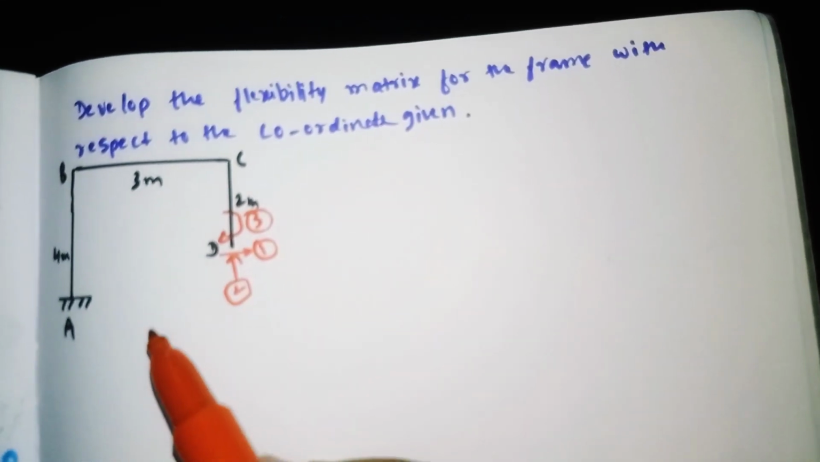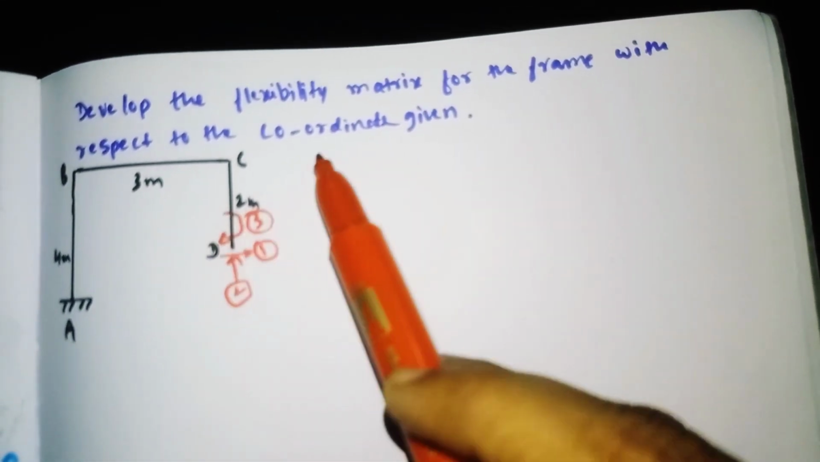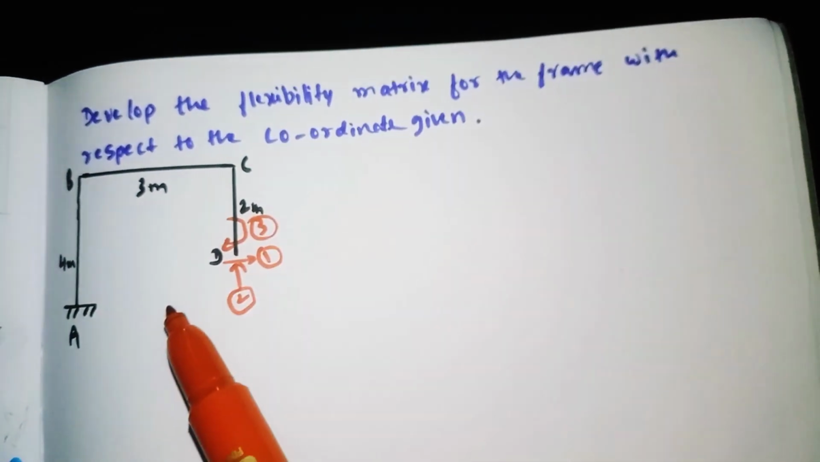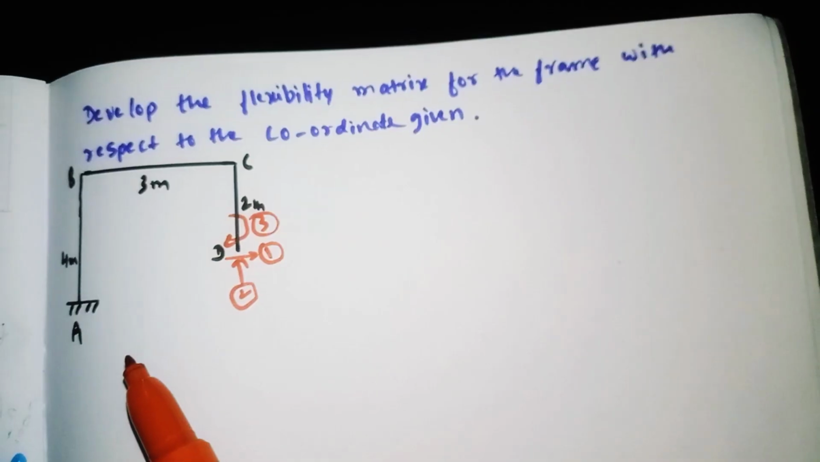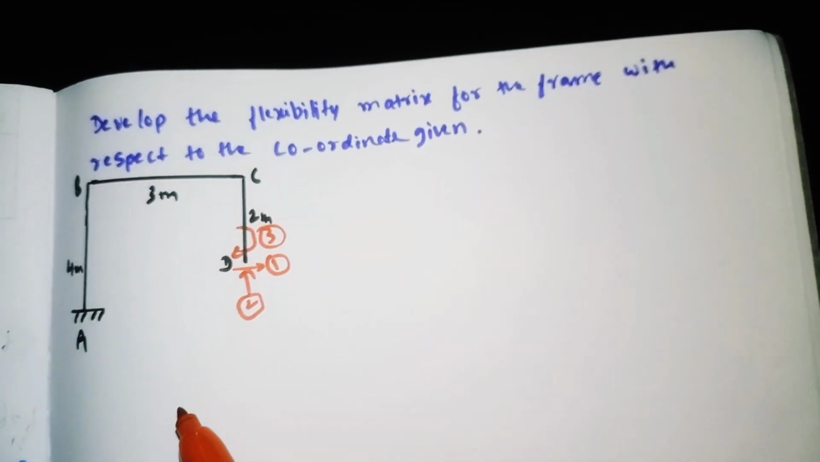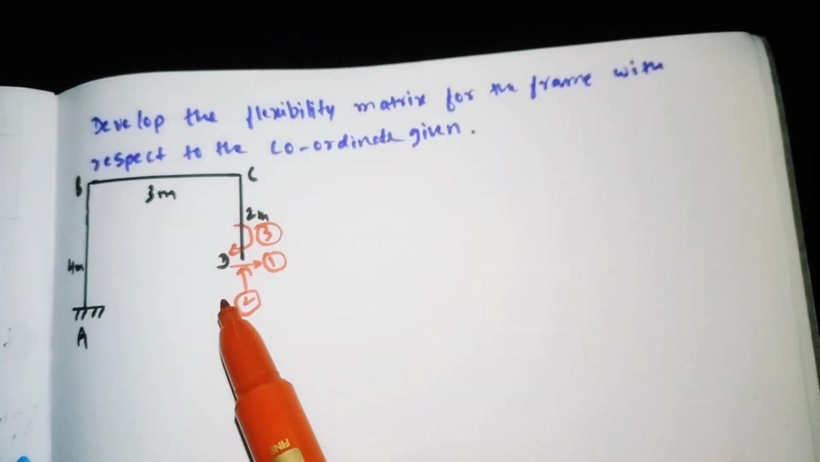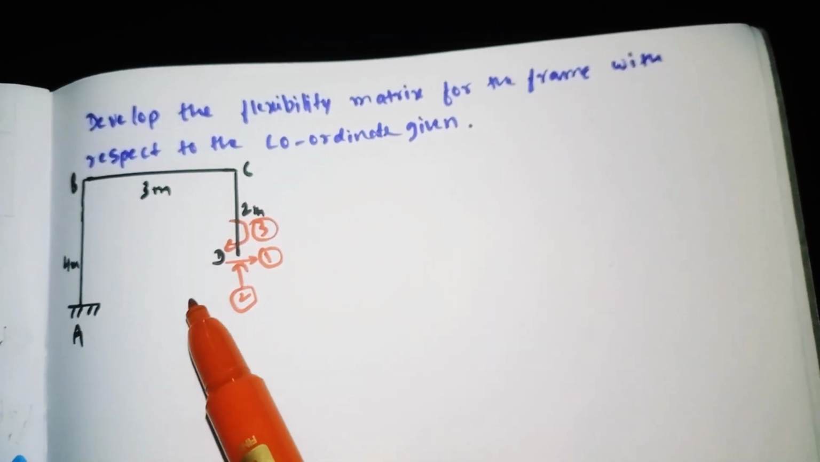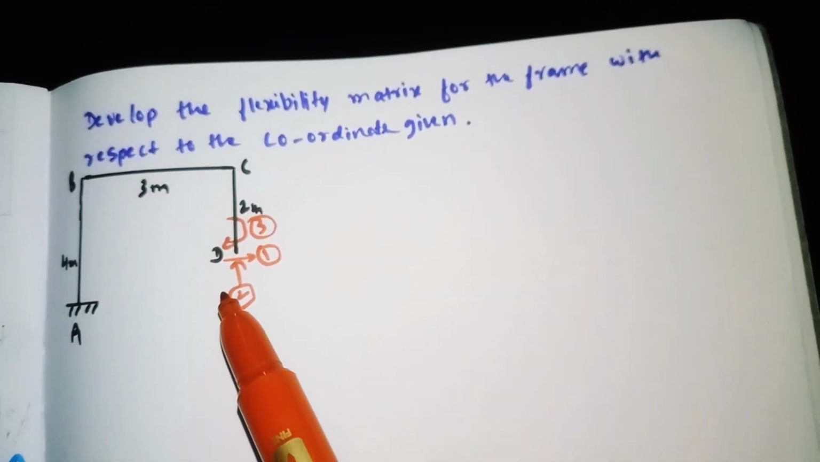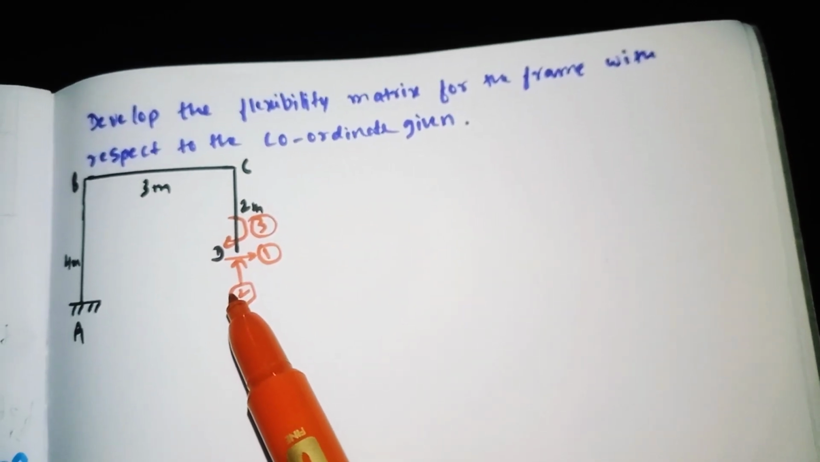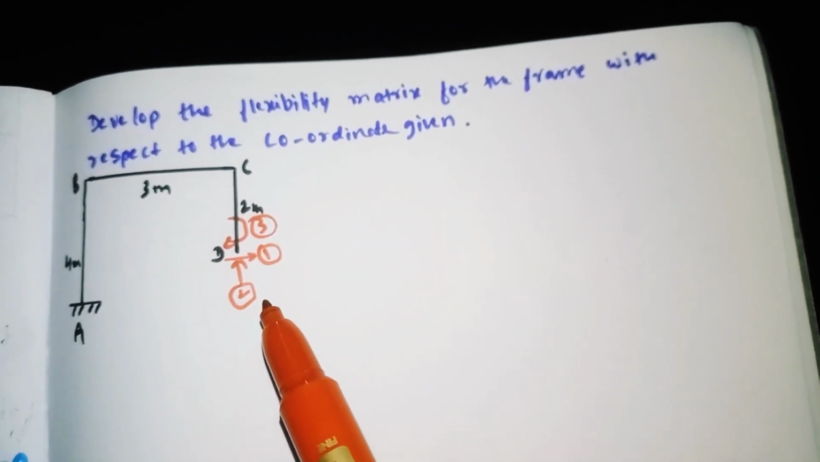So today's video we'll see how to develop the flexibility matrix for the frame with respect to the coordinates. This is the given frame. Now we'll see how to develop the flexibility matrix for this. Our first step is to redraw the diagram, and at a time we need to put only one coordinate. So let's redraw the diagram. I will show you.